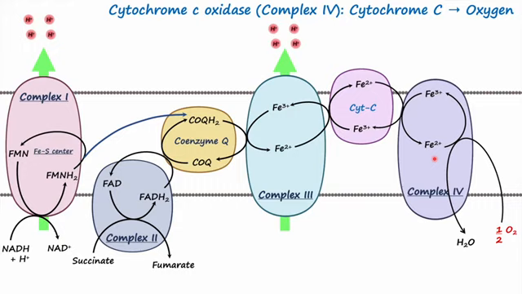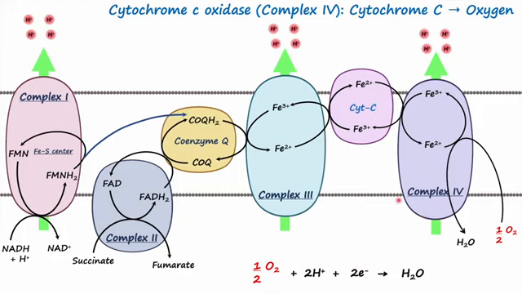As well as, it also oxidizes Fe2+ and converts it back to Fe3+. Now when the electrons are transferred to complex 4, it is again supercharged and causes a conformational change in complex 4, making it act as a proton pump to transport 4 protons across the inner membrane. That means from the mitochondrial matrix to the intermembrane space.